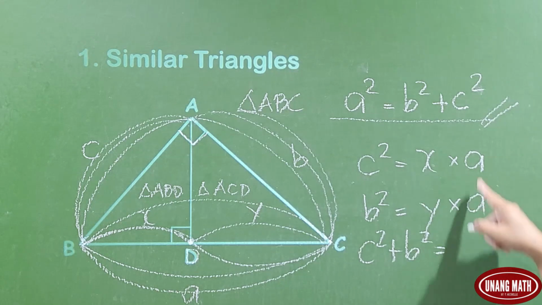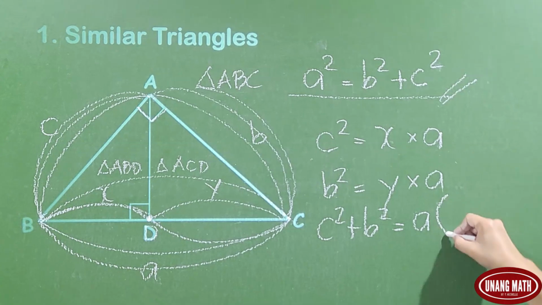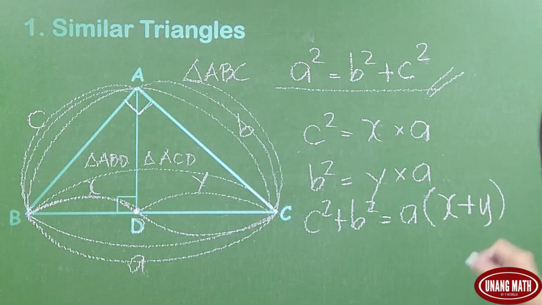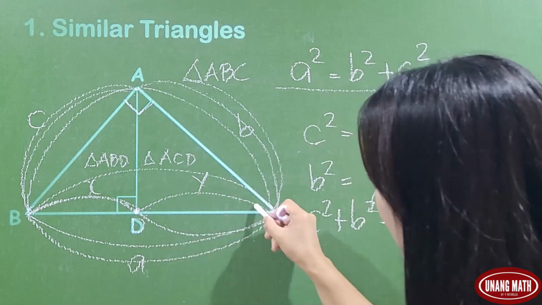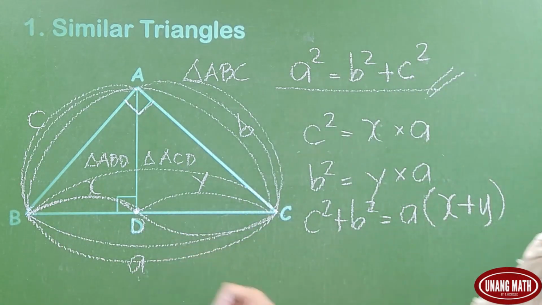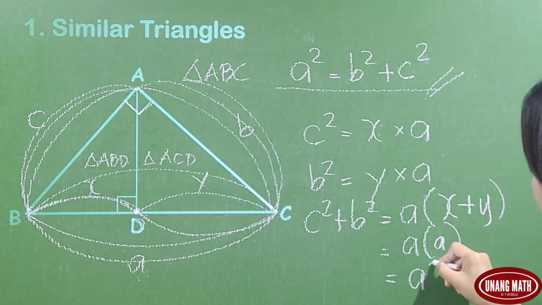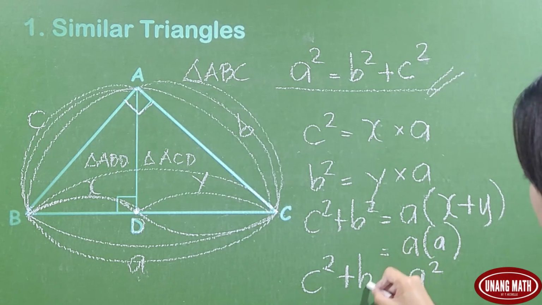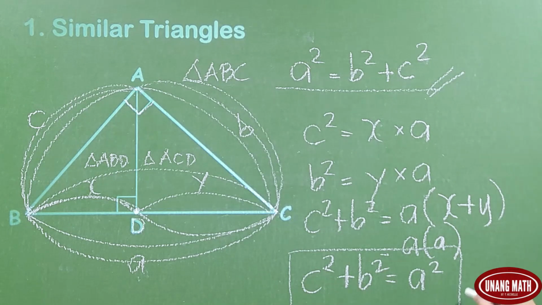If we add c squared plus b squared, it would be equal to, since a is common, we can just write a times x plus y. And x plus y is actually a. So a times a is not 2a, this is a squared. So a squared is equal to c squared plus b squared. So this is the Pythagorean Theorem.